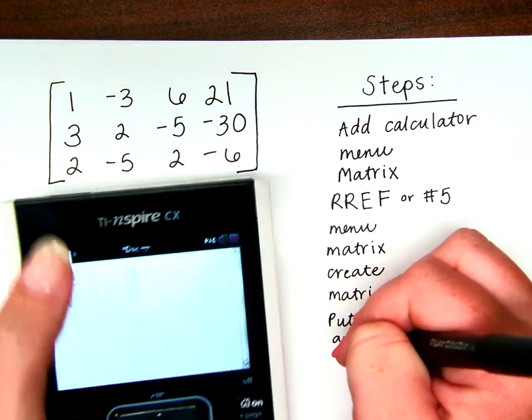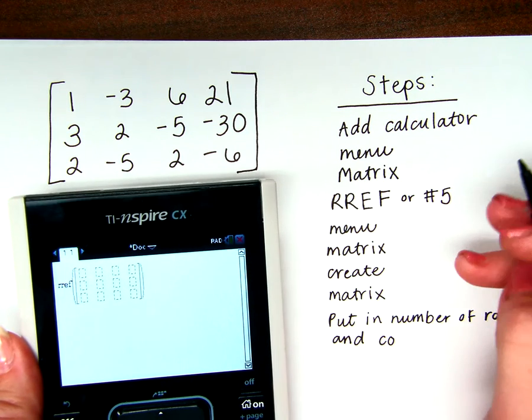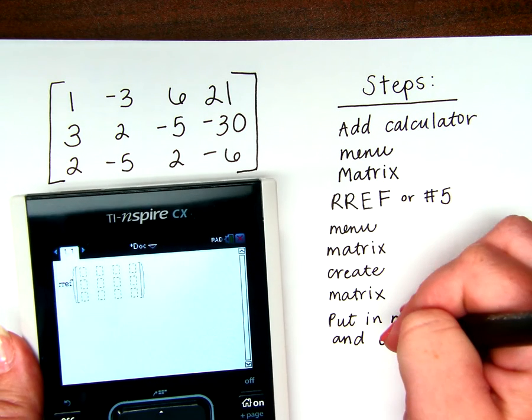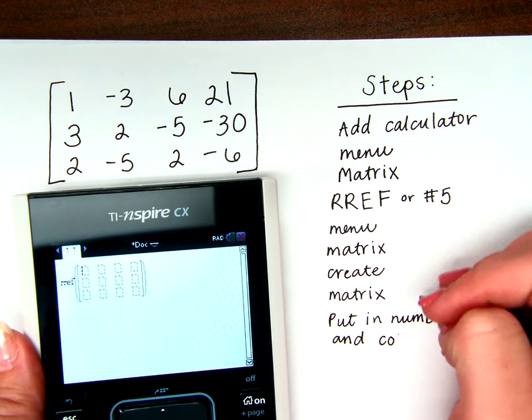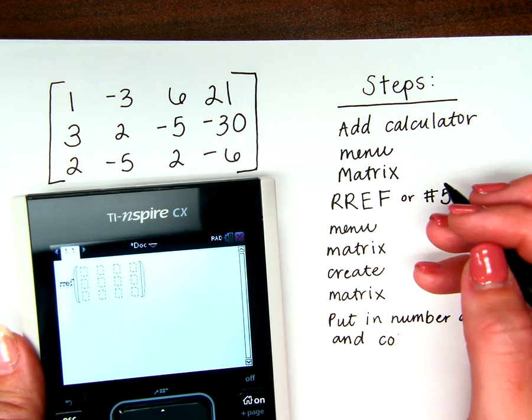Does this look like my problem matrix? It does, right? So I know I have it right. If it doesn't, just go back and fix it. Go back and create a matrix again and make the numbers the right numbers. Got it?